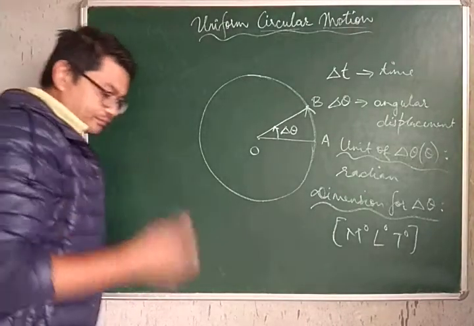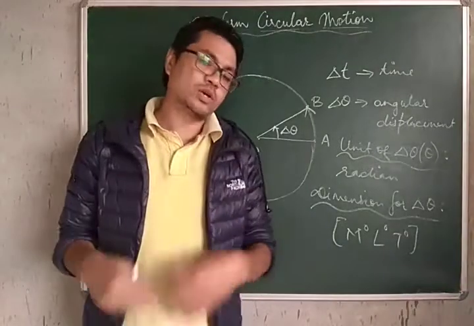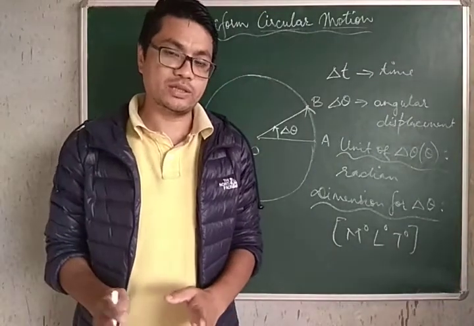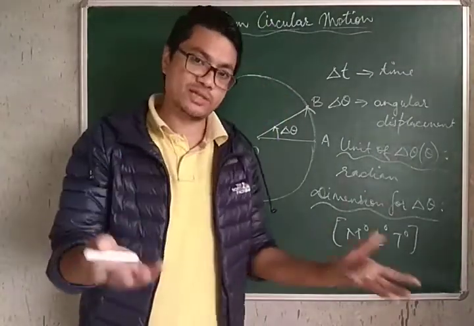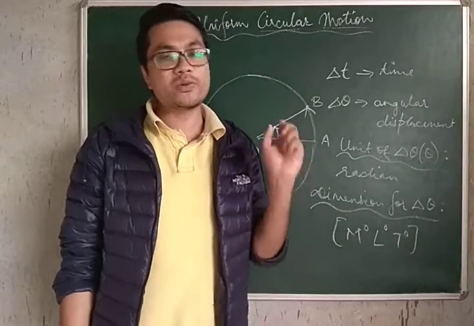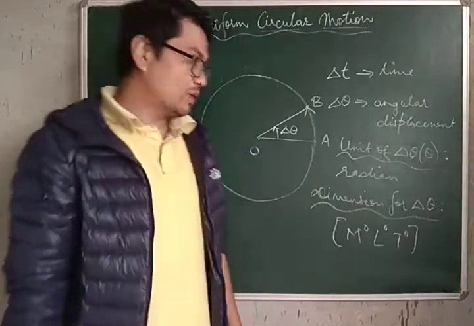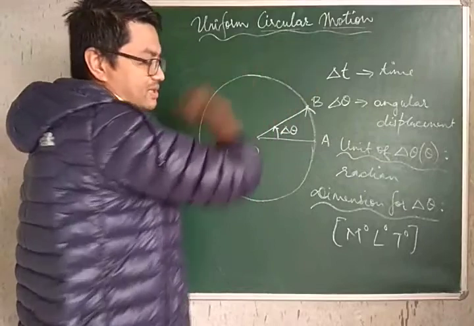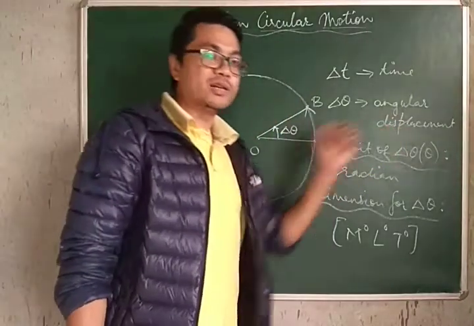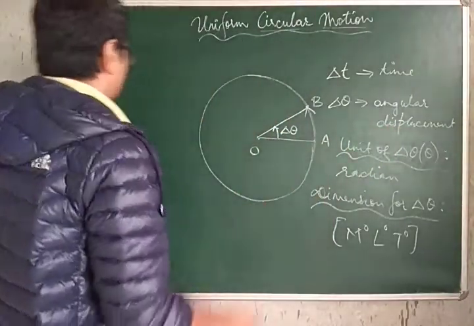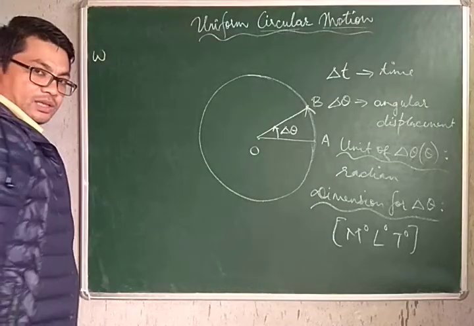Now, we've learned about linear velocity when we are talking about motion of a body in a straight line. Velocity was the rate of change of displacement. Likewise, when a body is moving in a circular path, since we have angular displacement, we also talk about omega.